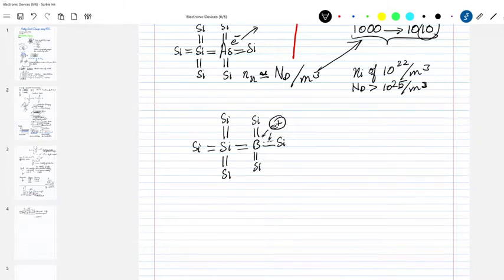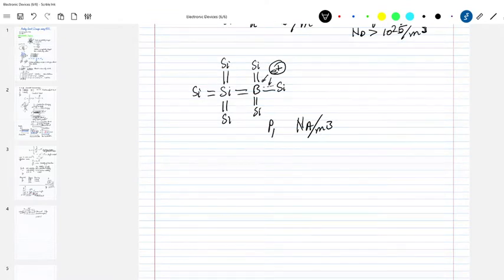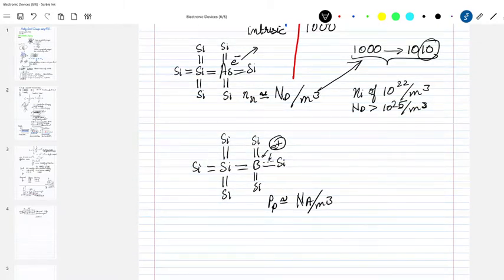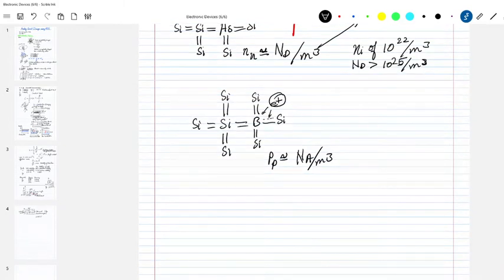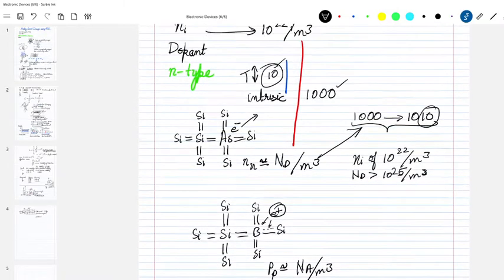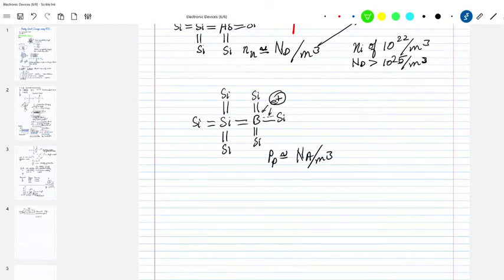So if you dope with Na per meter cube, this would be called p in a p-type material, which will be approximately equal to this. So the analogy goes again: it is much higher than the intrinsically generated holes. So you can ignore those intrinsically generated holes. Then the total number of holes will be approximately equal to the dopant, which is independent of temperature. So this type of material would be called a p-type material.